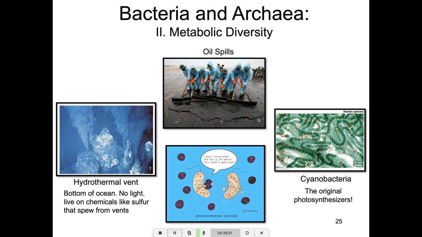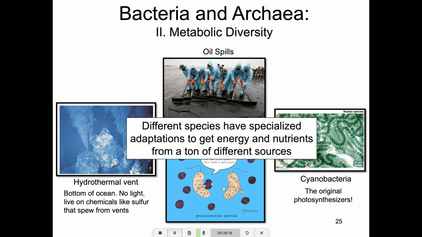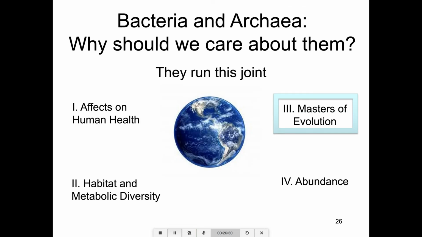And there's even some bacteria that can survive on oil. So they've released or tried releasing some of these bacteria into oil spills because they'll just eat that oil up. It's a great energy source for them. So once again, examples of this tremendous metabolic diversity, and all these different species of bacteria and archaea have specialized adaptations that allow them to get energy and nutrients from a ton of different sources. And this results in their abundance and ability to live in a lot of different habitats.